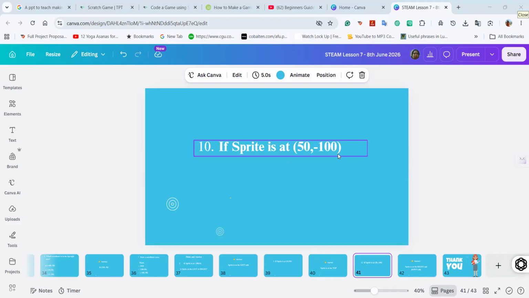So when you see, you have to see the number, minus or plus, which side it is. So minus tells you down, plus tells you up. Left tells you minus, and plus on the x-axis tells you right. Okay.